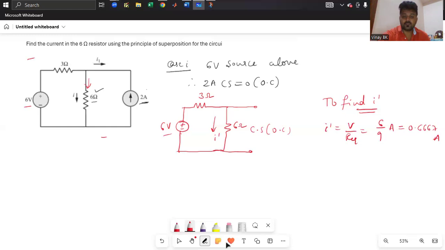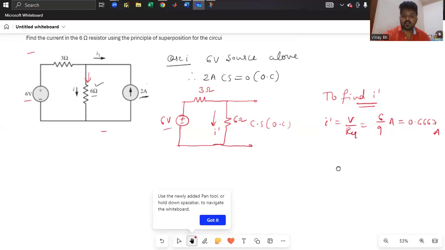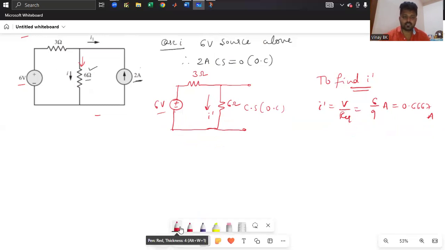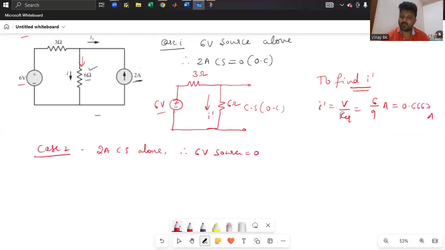So what is case 2 now? In case 2, you already considered the voltage source alone. So now you need to consider the current source alone and make the voltage source 0. Consider only the 2 ampere current source alone. Therefore, the 6 volt voltage source becomes 0, that is nothing but a short circuit. The 6 volts is replaced by a short circuit.